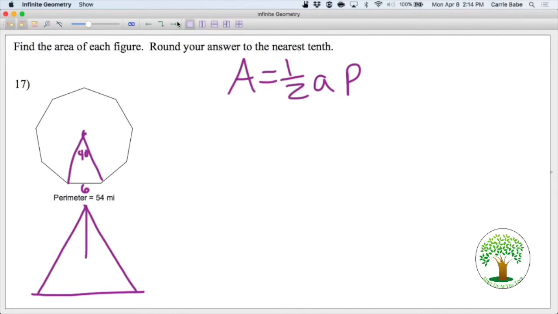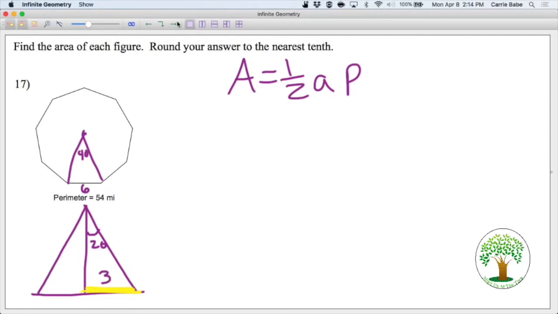All right, we need this though. That's the apothem that we're looking for. I know that this is 40, but how much is that one? 20. Yes. Okay, how much is that piece right here? 3. Yes. Good job. I think I did something wrong.